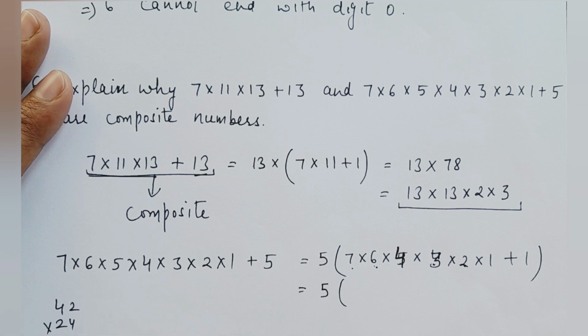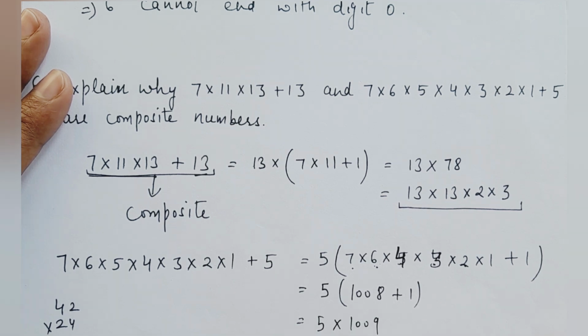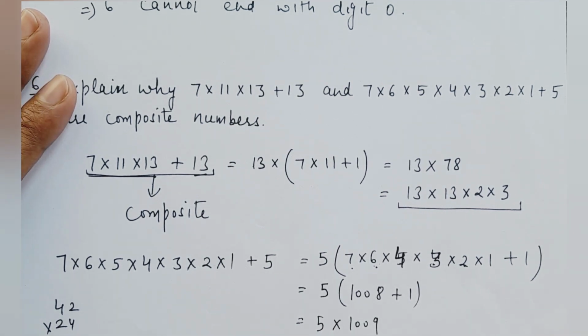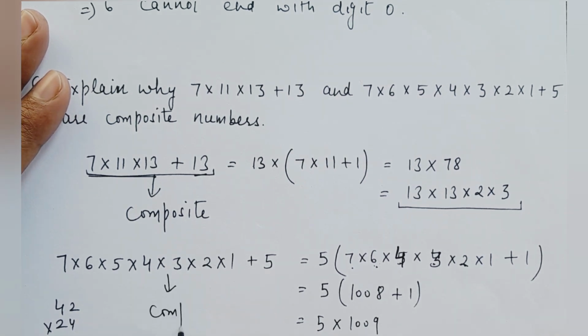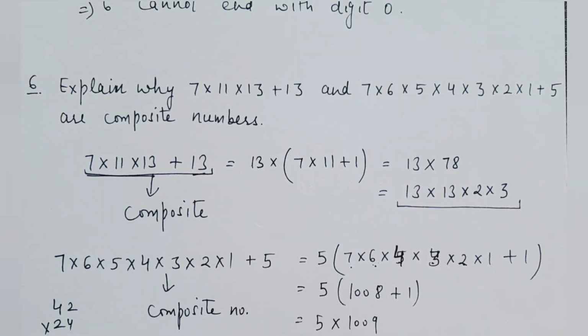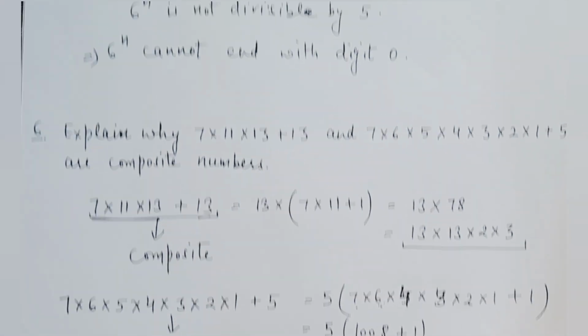So you can do the multiplication. You will get 1008 plus 1. That means 5 multiply 1009. These two are the factors of this number. That means this number has more than one factor. So this is a composite number again. So basically, to prove any number is a composite number, we need to factorize it, convert it into the prime factorization form, and if it has more than one factor, we will call it a composite number.